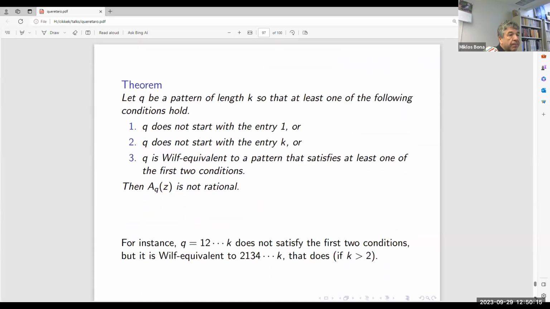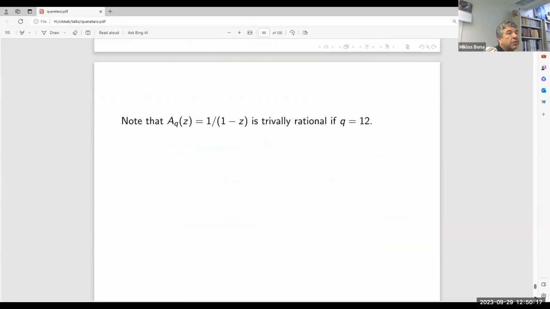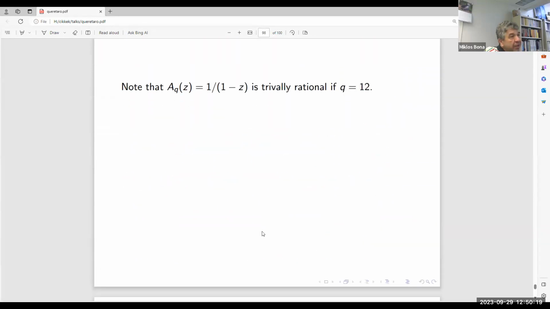or is equivalent to a pattern which satisfies the first or the second. Note that it would be incorrect to say that it's true for every pattern, because if you take the trivial pattern 1, 2, then there's one permutation of each length avoiding it, and so you get this generating function, and that is rational. But I strongly believe that that's the only exception, and everybody believes that.